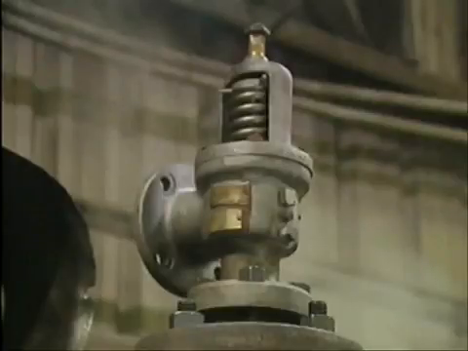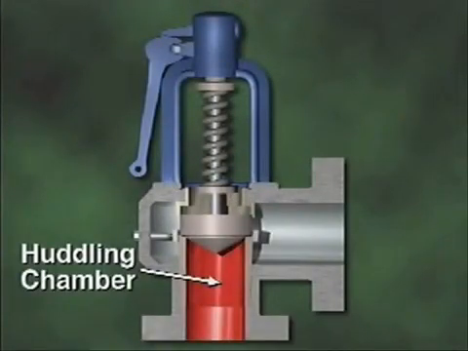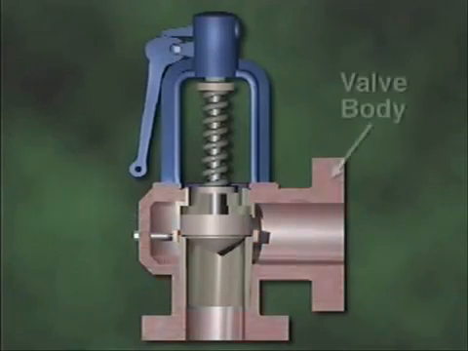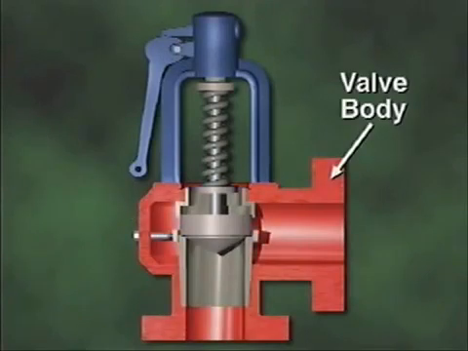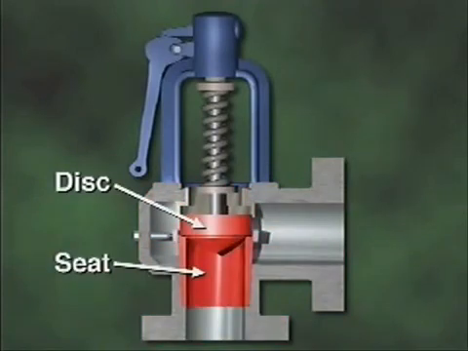In this part, we'll look at a huddling chamber safety valve. This type of safety valve is named for a small space called a huddling chamber that's located just below the valve's disc. The valve has an adjusting ring that's used to direct escaping steam either toward or away from the disc. The valve body directs the flow of pressurized fluid.